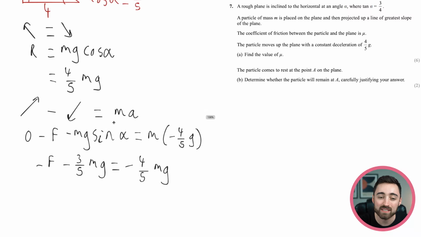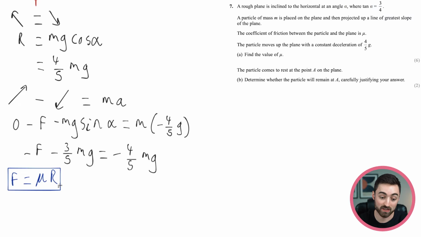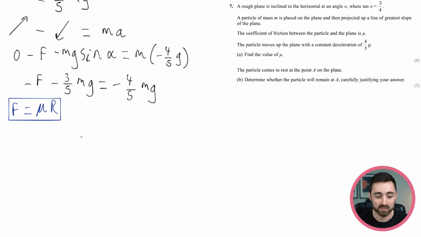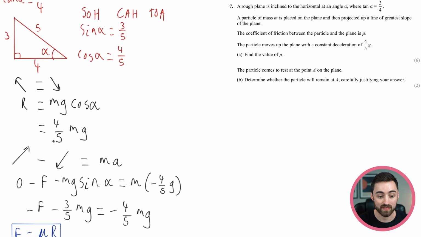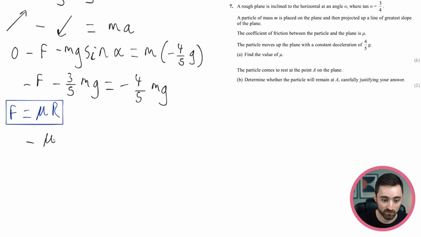Because F, what is F equal to? Well, you best remember this because it is equal to mu times R, R being the reaction force and mu being the coefficient of friction. Now technically it's F is less than or equal to mu R, but because it's moving, we know that friction is at its maximum. In other words, friction is equal to mu R. So what is mu? Well, mu is just mu. We don't know it yet. But we do know what R is because we've already worked that out. That is 4 over 5 mg, isn't it? So we get minus mu times 4 over 5 mg.